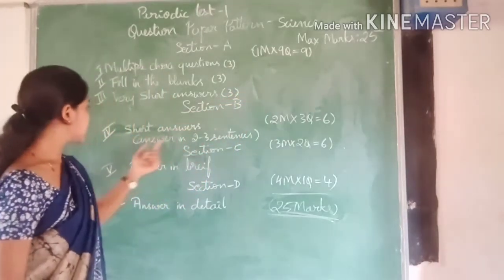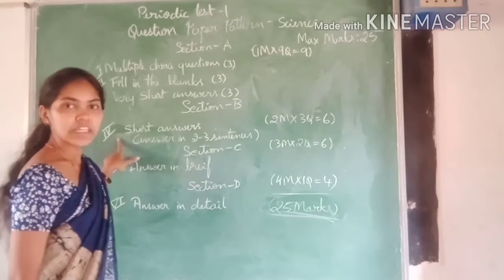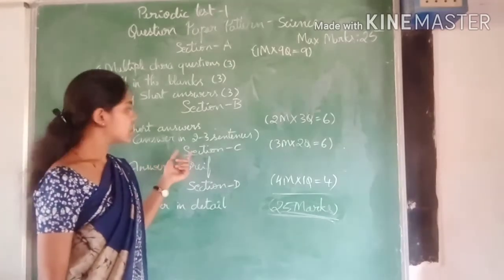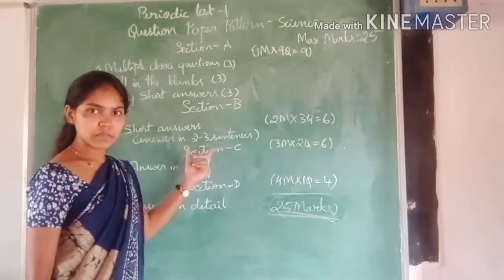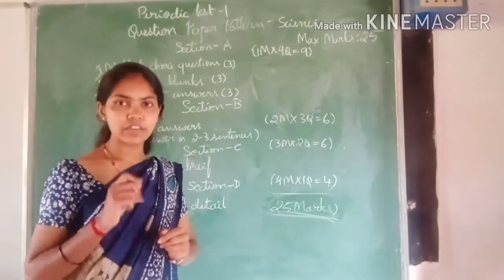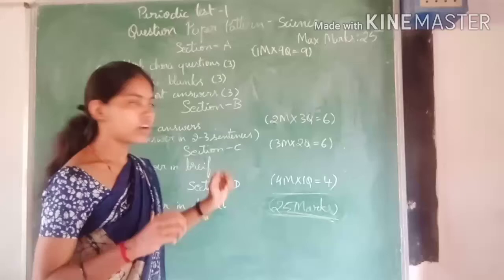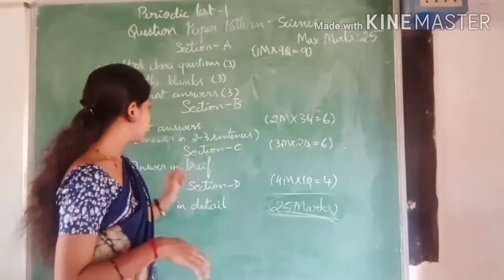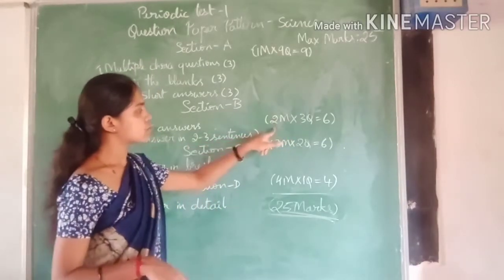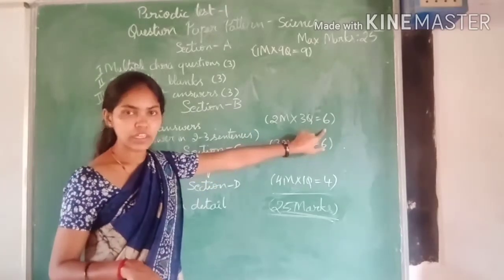Then in section B we are giving the short answers. Short answer questions: you have to answer in 2 or 3 sentences, maximum 3 sentences. So 2 mark questions. If they ask for 2 points, write only 2 points, not more than that. Then we are giving 3 questions, 2 marks each, total 6 marks.